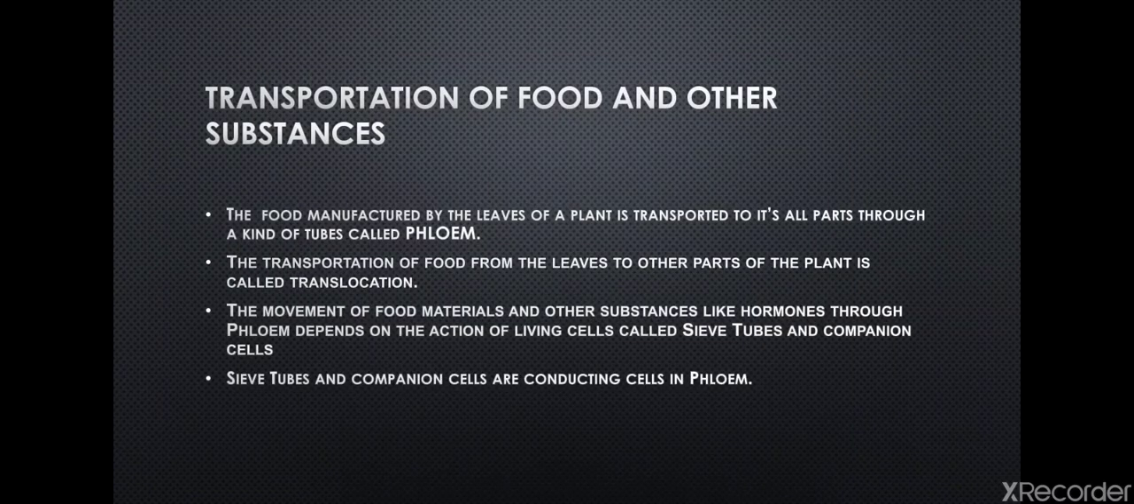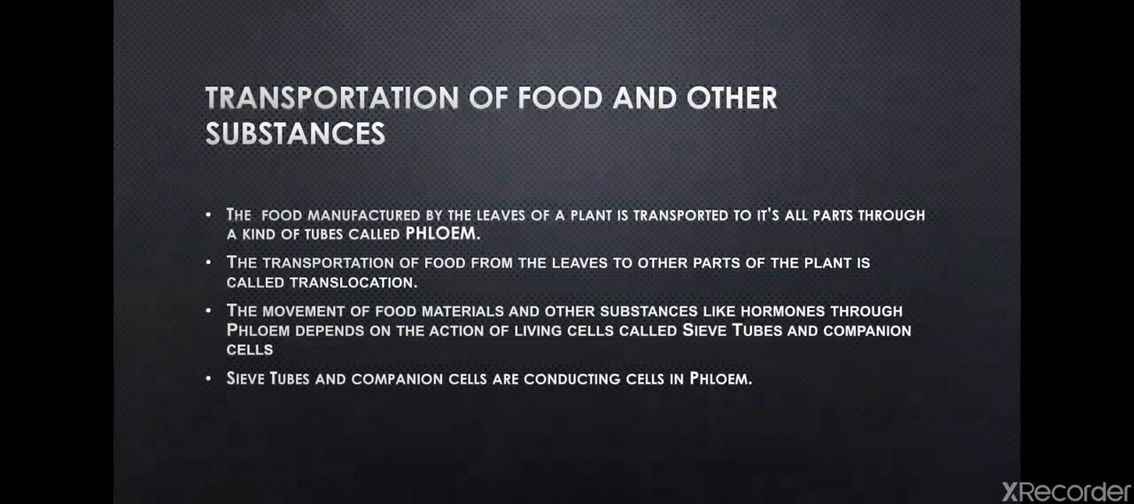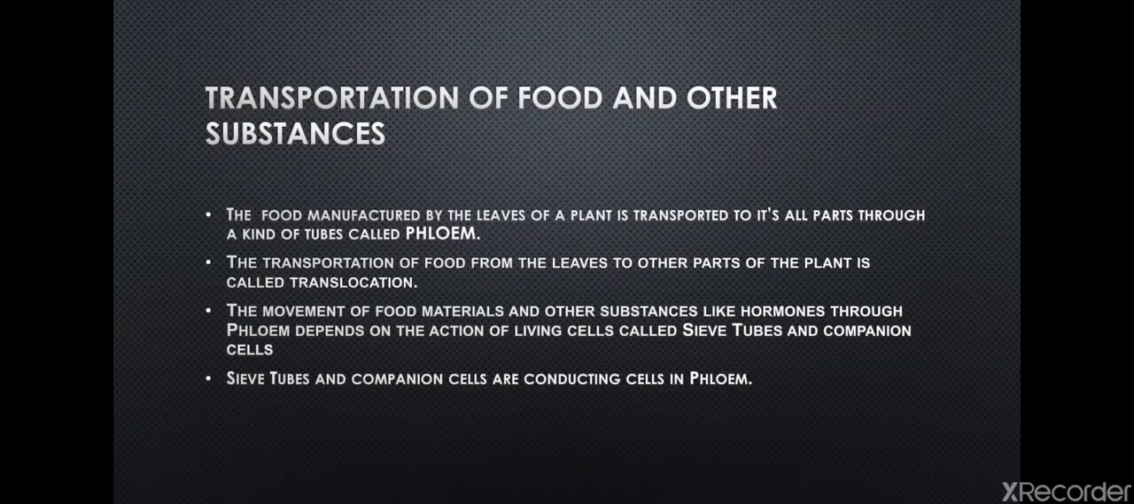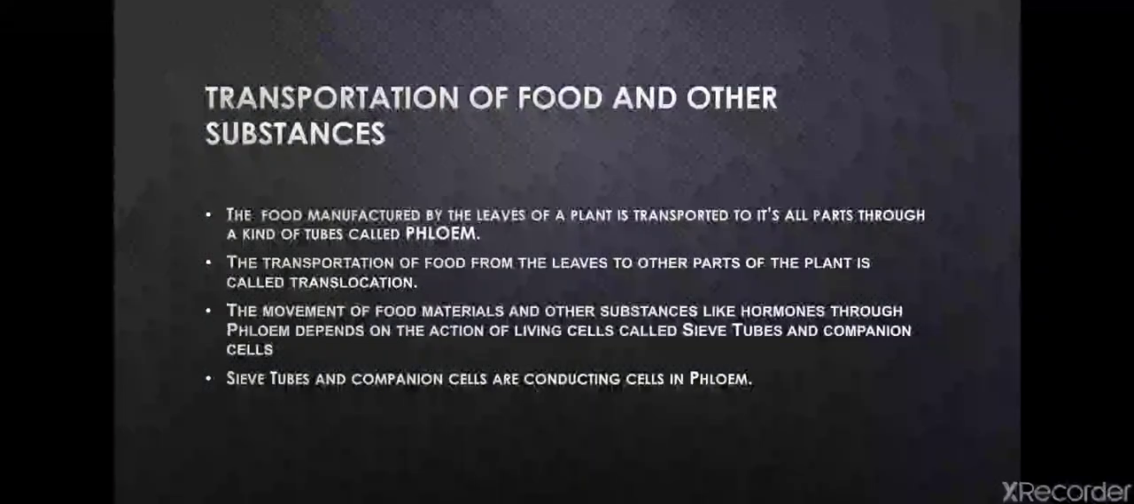Next we have the transportation of food and other substances, which takes place in the plant with the help of another conducting tissue called phloem. The food manufactured by the leaves of a plant is transported to all parts through tubes called phloem. The transportation of this food material from the leaves to other parts of the plant is called translocation.